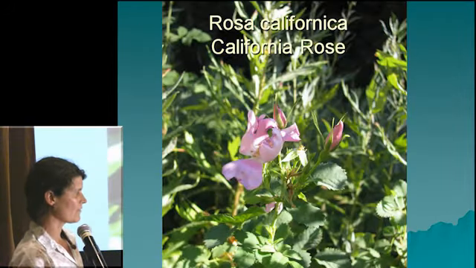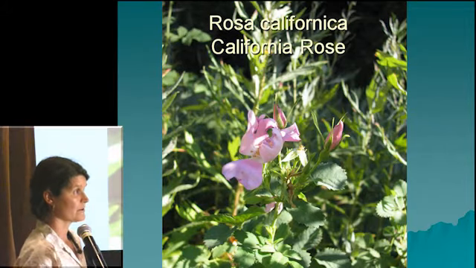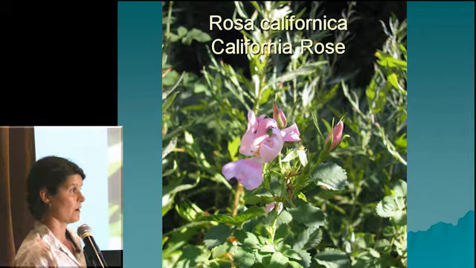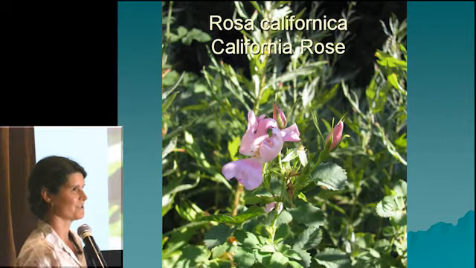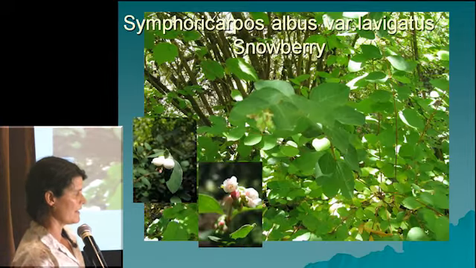And then Rosa californica, California rose. This spreads by rhizomes, unlike the Rosa gymnocarpa, which stays to itself. So unless you want a thicket of it, you need to use some root barrier. But it is a beautiful plant, and it's growing here along with the Artemisia douglasiana. It's really quite beautiful. And then Symphoricarpos albus var. laevigatus, the snowberry, another great habitat plant.